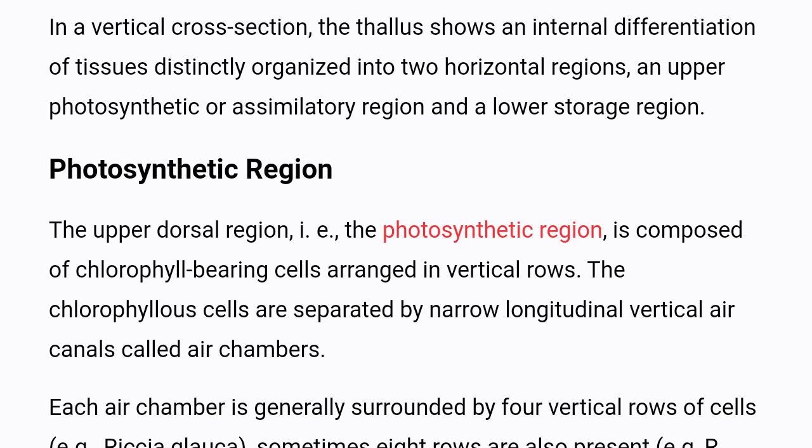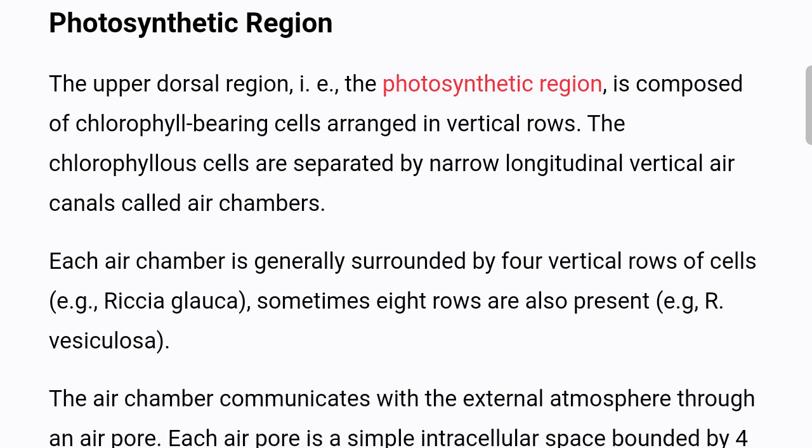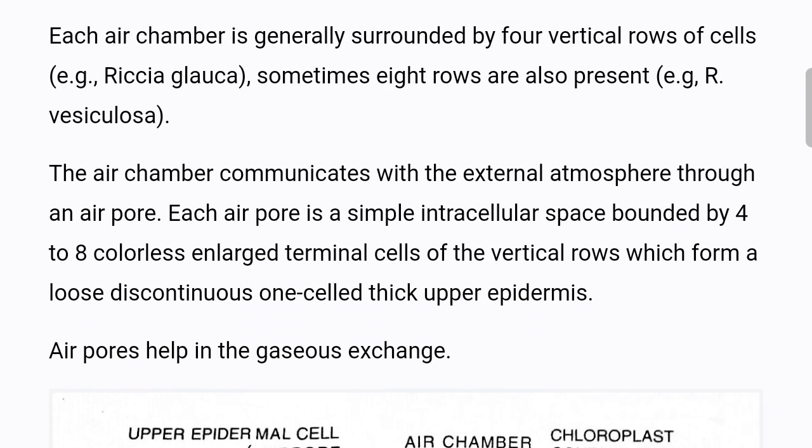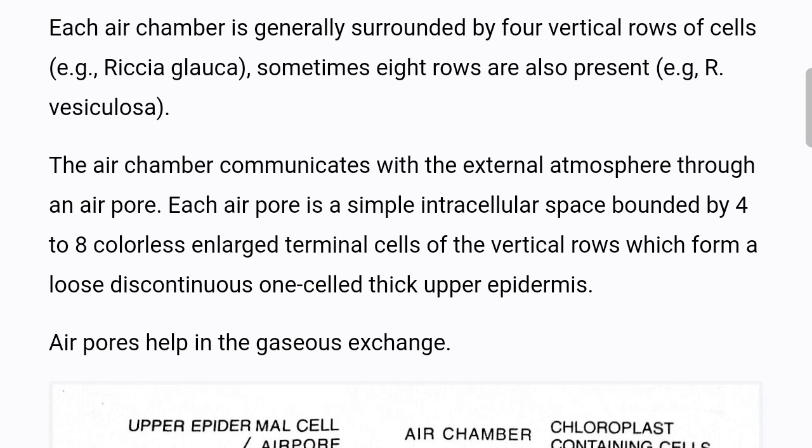Photosynthetic region. The upper dorsal region, that is, the photosynthetic region, is composed of chlorophyll-bearing cells arranged in vertical rows. The chlorophyllous cells are separated by narrow longitudinal vertical air canals called air chambers. Each air chamber is generally surrounded by 4 vertical rows of cells, for example, Riccia glauca. Sometimes 8 rows are also present, for example, Riccia vesiculosa.